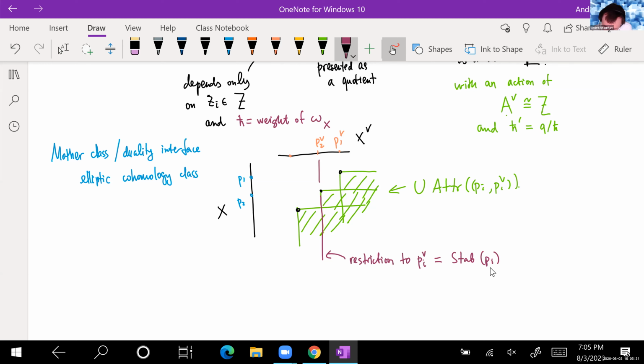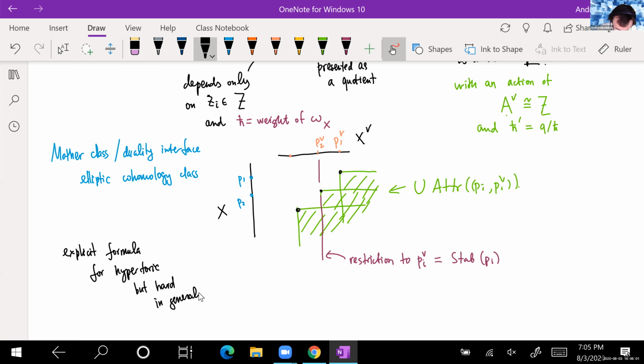And so now, again, we would like to have an explicit formula. There is an explicit formula for hypertoric, but hard in general. In the absence of an explicit formula, one can proceed again by induction.